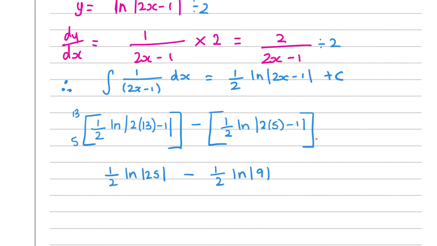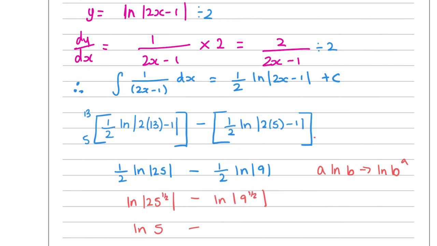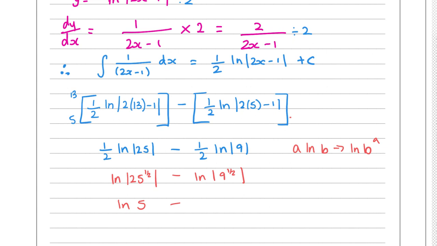Okay, what do I know about the laws? I know that a ln b can be written as ln of b to the power of a. So a half ln 25 is the same as ln of 25 to the power of a half. Now remember, it's the modulus of this, so even though root 25 is plus or minus 5, we just take the positive, which is going to equal ln 5 minus ln of 9 to the half, which is root 9, which is 3. So I'm going to get ln 3, okay?